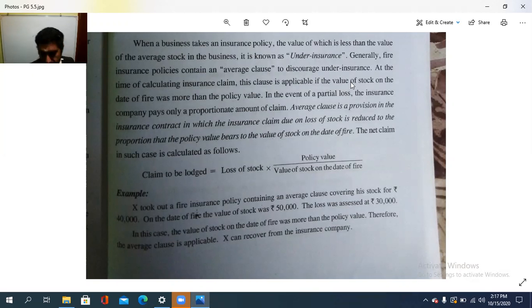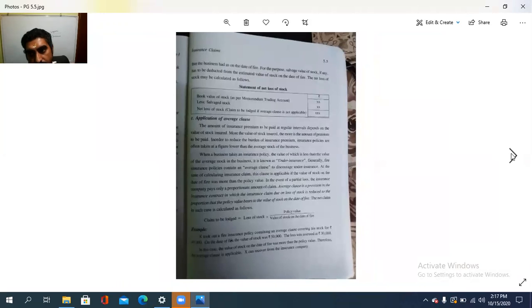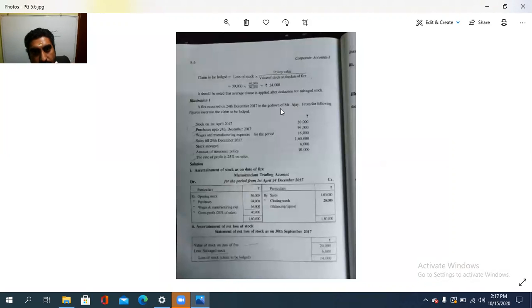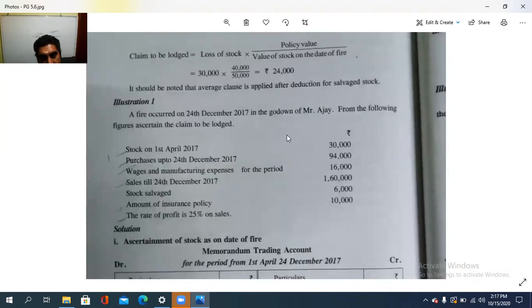24,000 is the claim to be lodged. Check whether it is 24,000. It should be noted that the average clause is applied after deduction of salvaged stock. Another question: a fire occurred on 24th December 2017 in the godown of Mr. Ajay. From the following figures, ascertain the claim to be lodged.